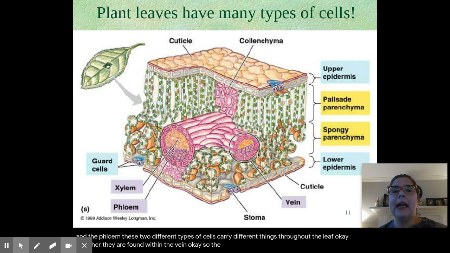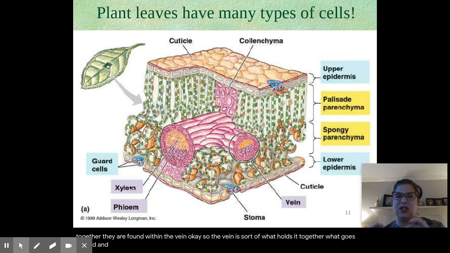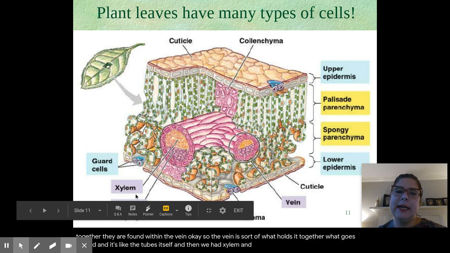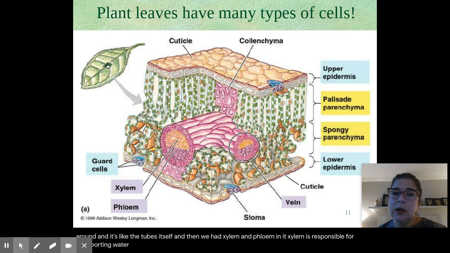Okay, so the vein is sort of what holds it together, what goes around, and it's like the tubes itself, and then you had xylem and phloem in it. Xylem is responsible for transporting water. Phloem is responsible for transporting the nutrients and the carbohydrates that are made.